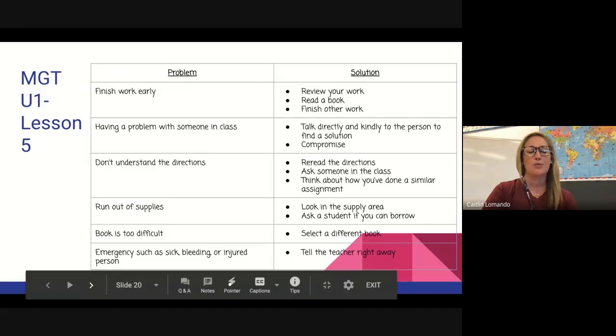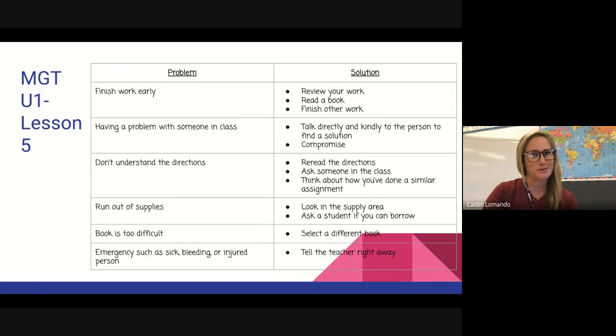All right, so a problem we might encounter is if you finish your work early. So you could, while in school or at home, review your work, read a book, or finish other work. So for example, if you finish your reading work and it's not quite time to go on Google Meet yet with your teacher, you could choose one of these options. You could also choose one of these options when you're done with your writing, math work as well.